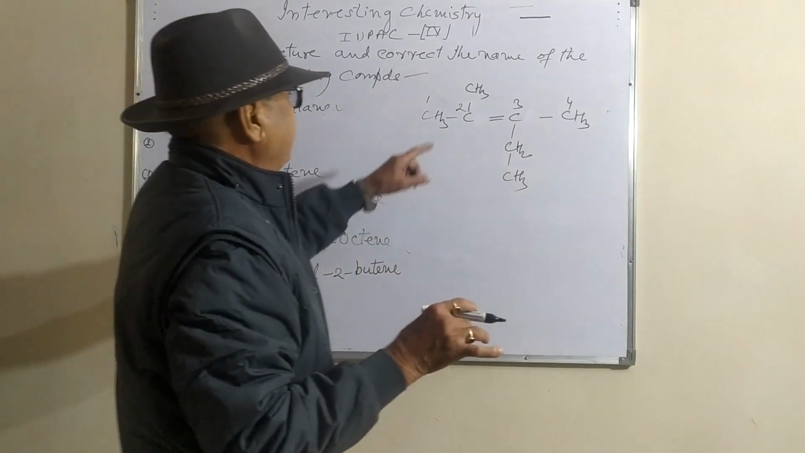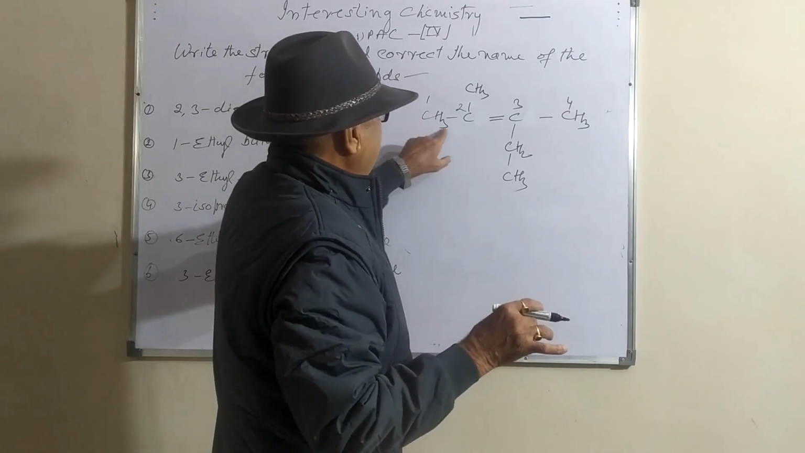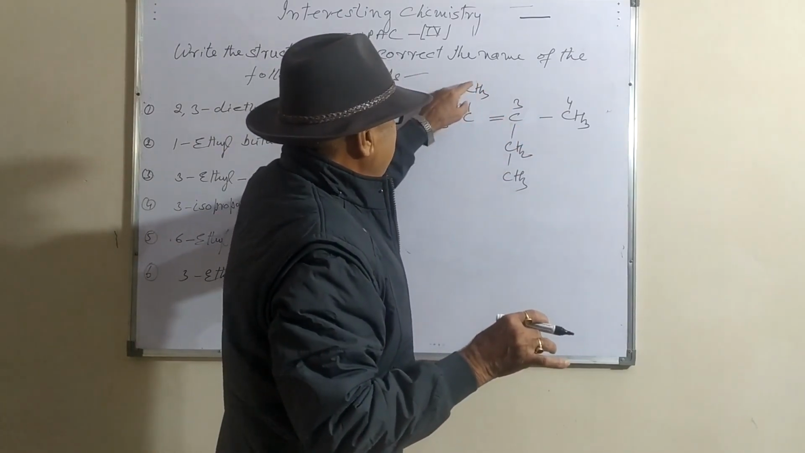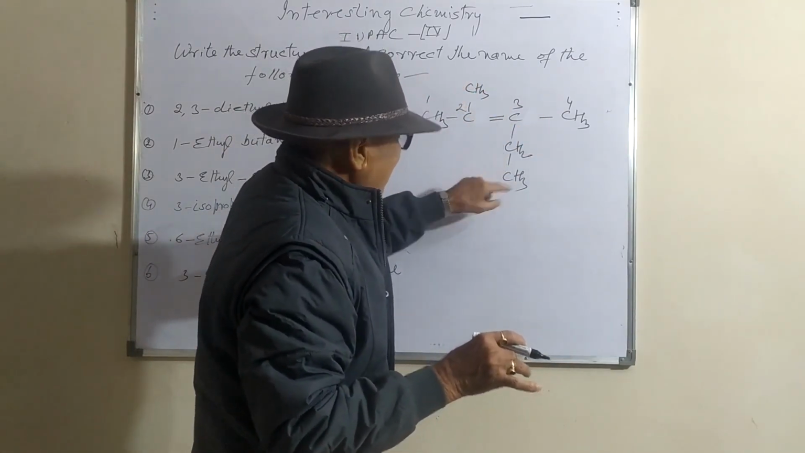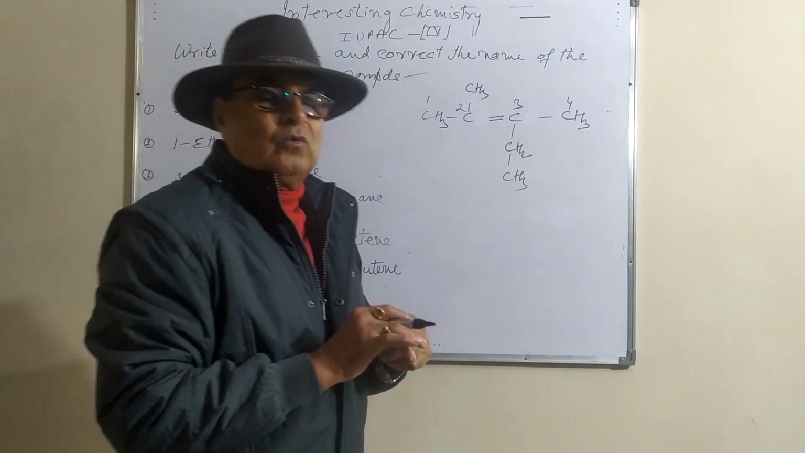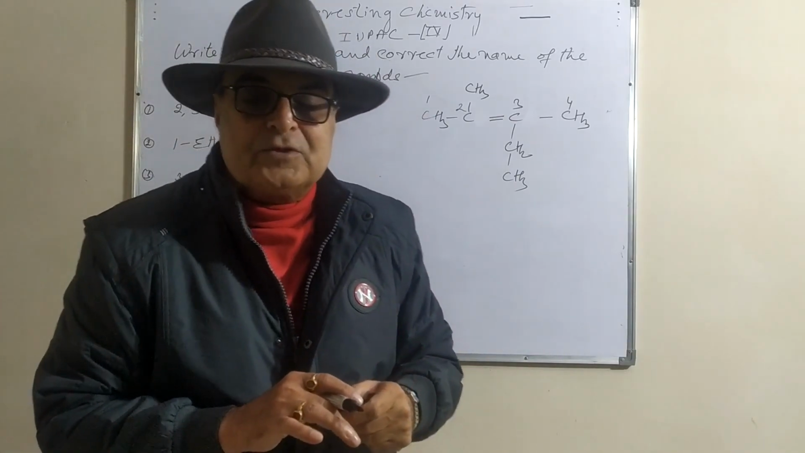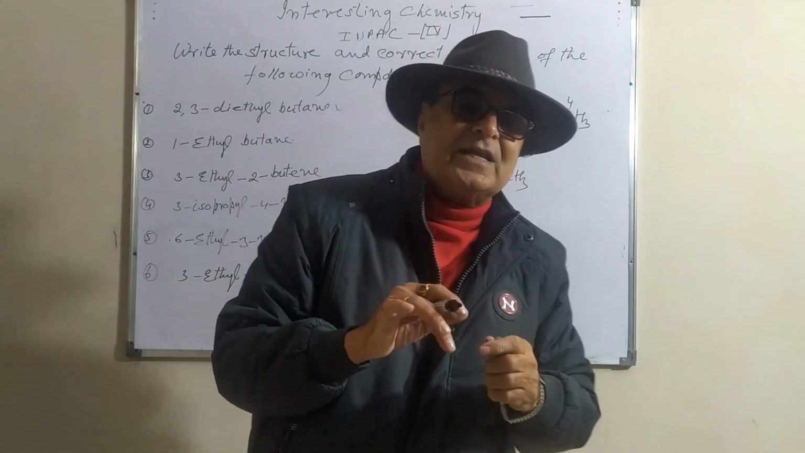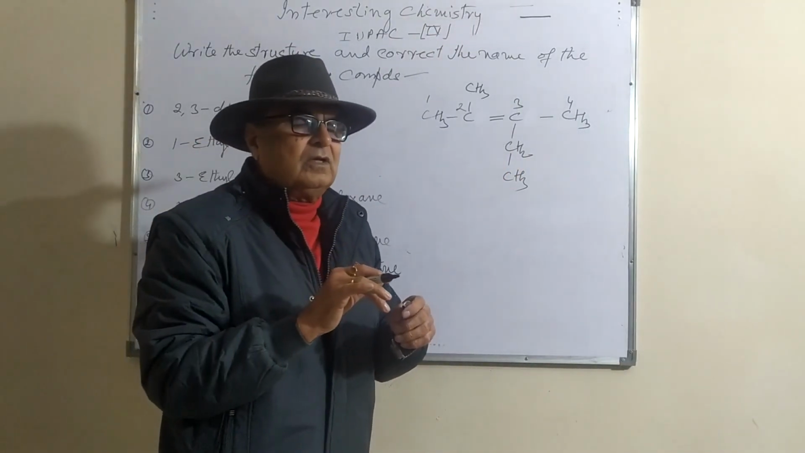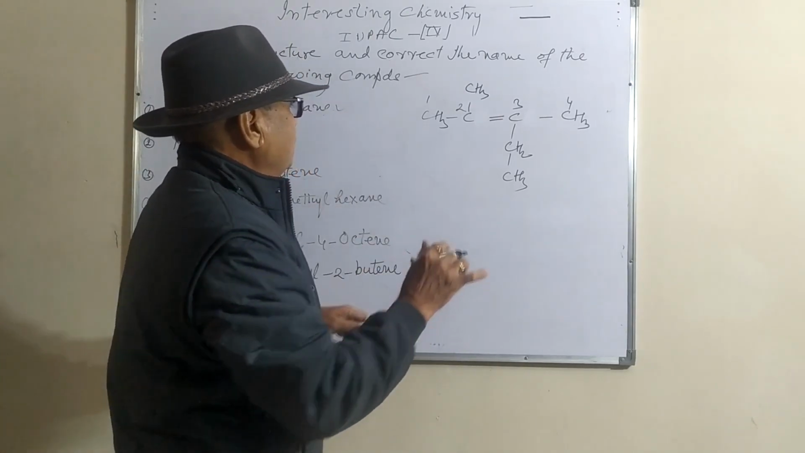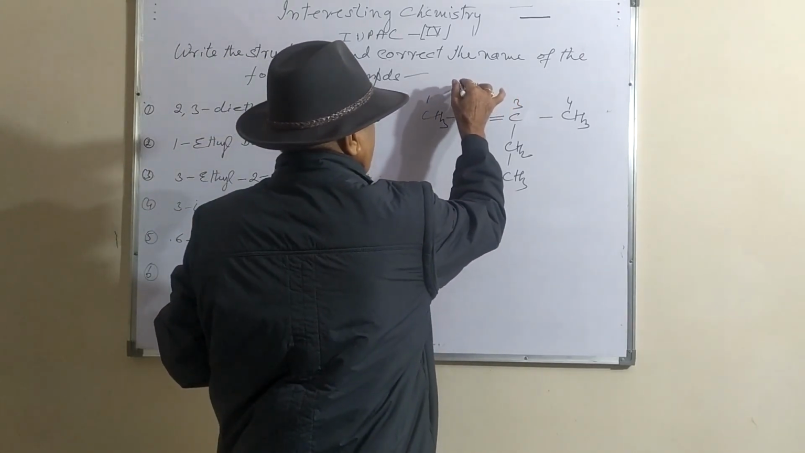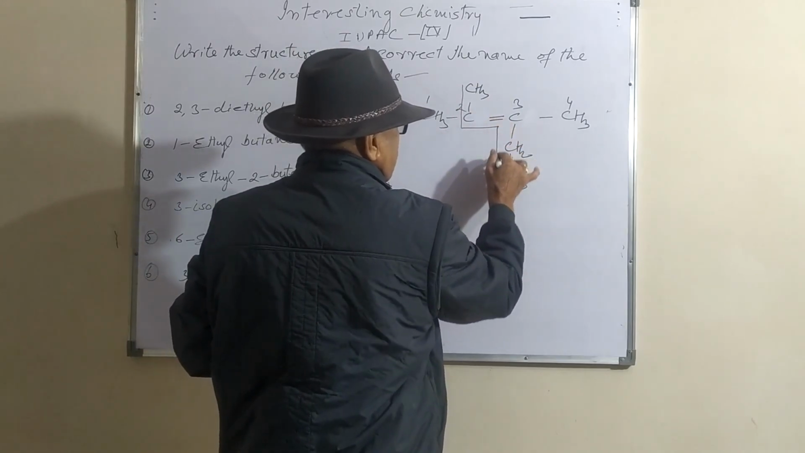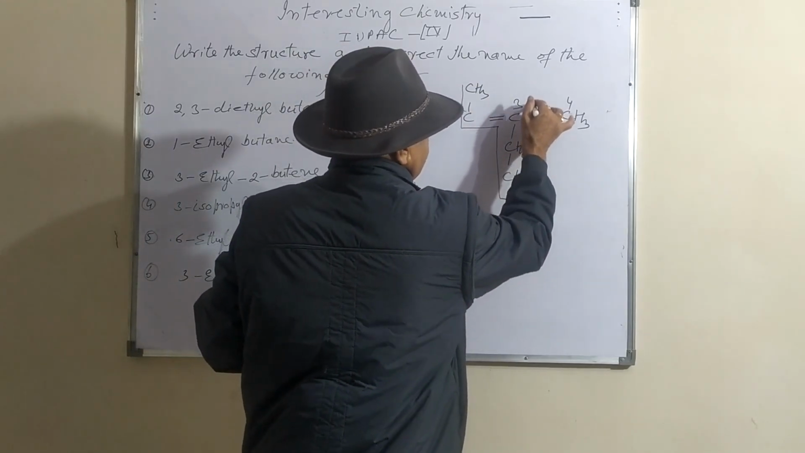But again, I am thinking, here are the 4 carbon atoms. Here 1, 2, 3, 4, 5 carbon atoms. So we made a mistake in the selection of the longest chain; we have selected the wrong longest chain. The longest chain will be of 5 carbon atoms. So it is pentane.